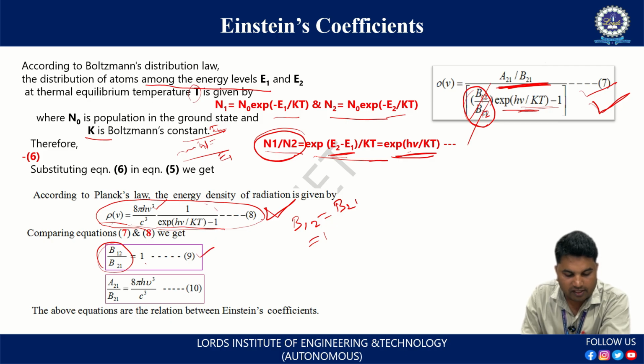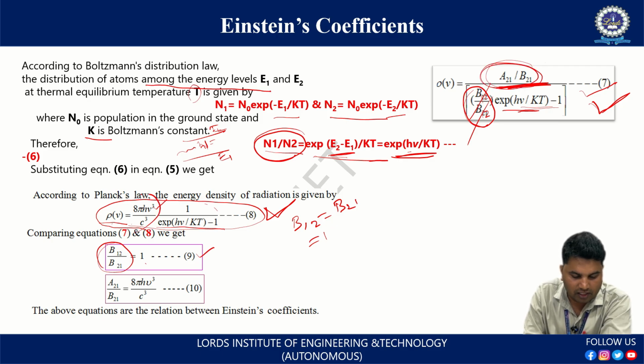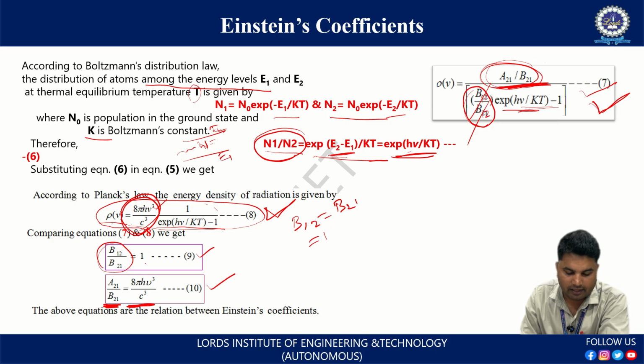So from the above equation, we see that the value of A21 by B21 will be equal to 8 pi h nu cube by c cube. So the desired equation we got as the Einstein A and B coefficient, A21 by B21 is equal to 8 pi h nu cube by c cube. This gives equation 10. The above equations are the relation between Einstein coefficients.